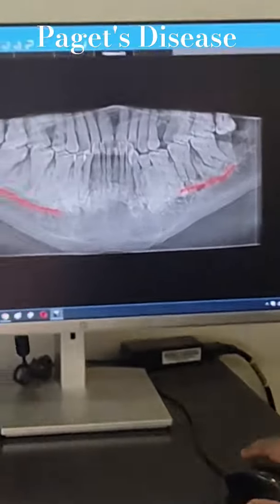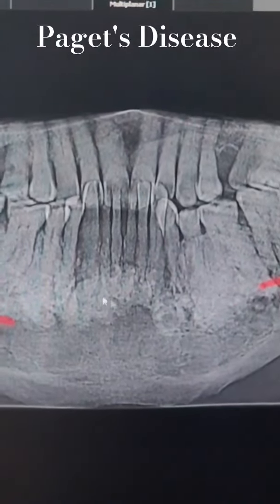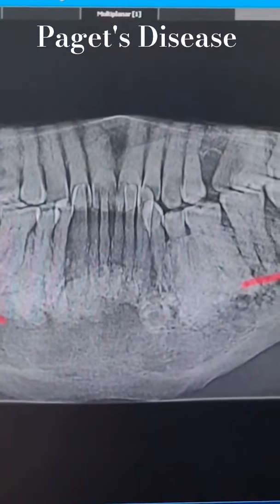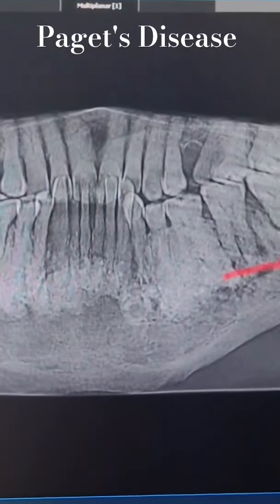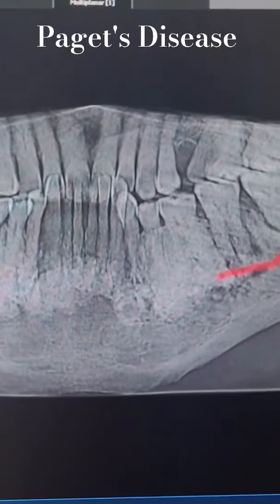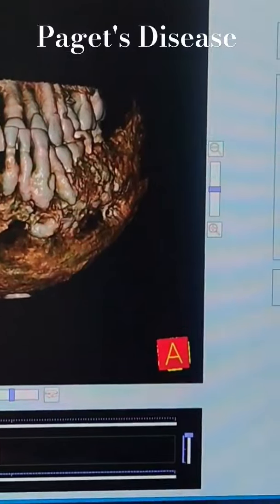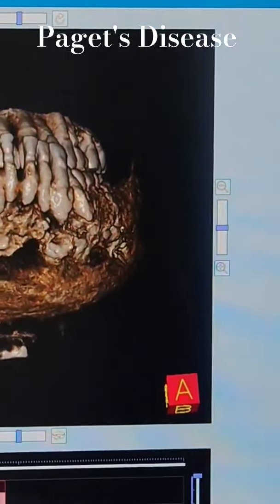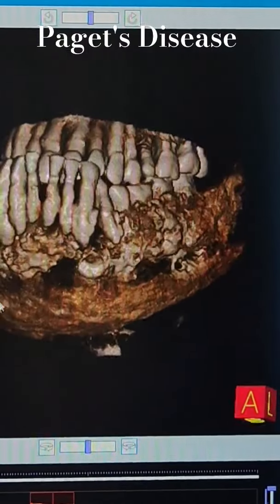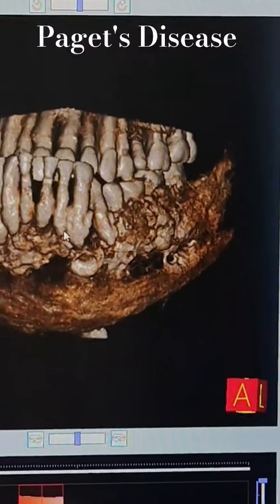So this is a panoramic reconstructed view showing a cotton wool kind of appearance in the mandible around the roots of all mandibular teeth. So cotton wool appearance is diagnostic of Paget's disease. Let's move on to the 3D slices, and you could see abnormal enlargement of the mandible. Overall the bone pattern is altered. You could see generalized hypercementosis of all the teeth.